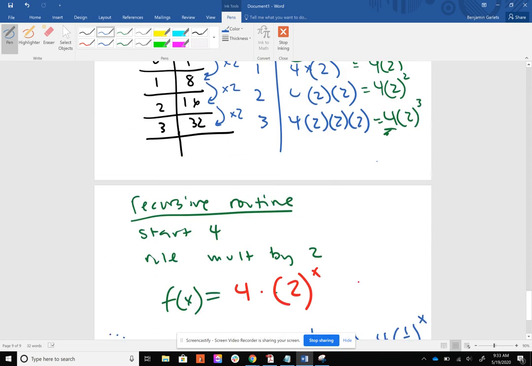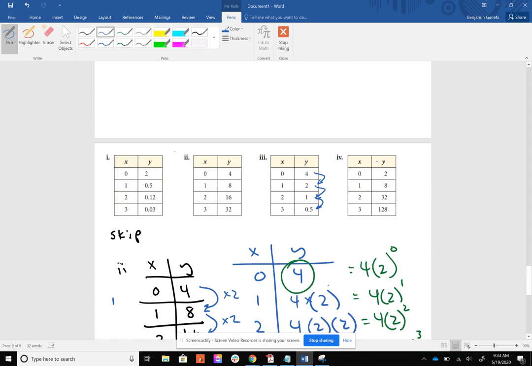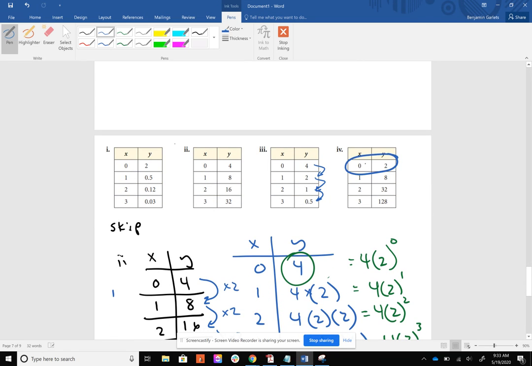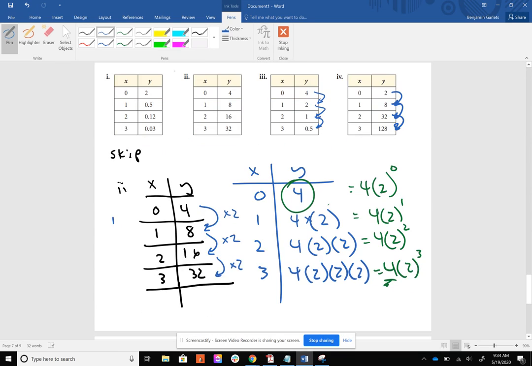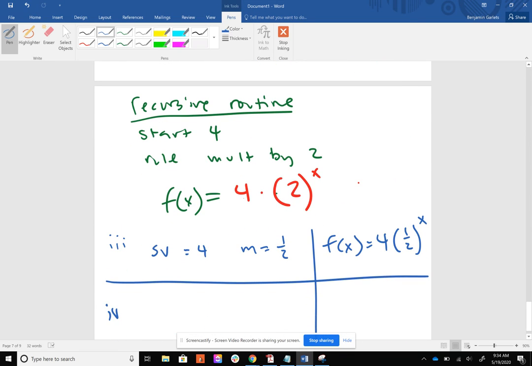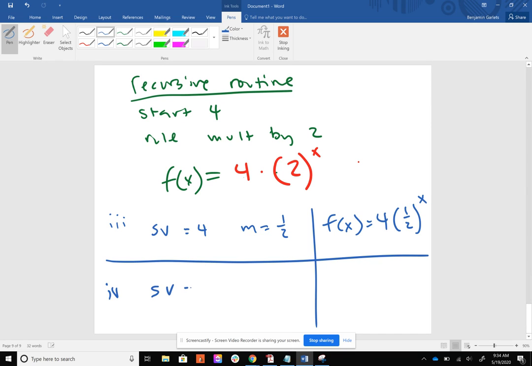If I go to example 4, my starting value is 2 because it corresponds with my x value of 0. And it looks like I'm multiplying by 4 every time. So once again, starting value is 2, multiplier by 4. So now that I've got a starting value, I can write, let's call this one g of x, call this h of x. The name really doesn't matter, just as long as we have it in function notation. So 2 times 4 to the x power.